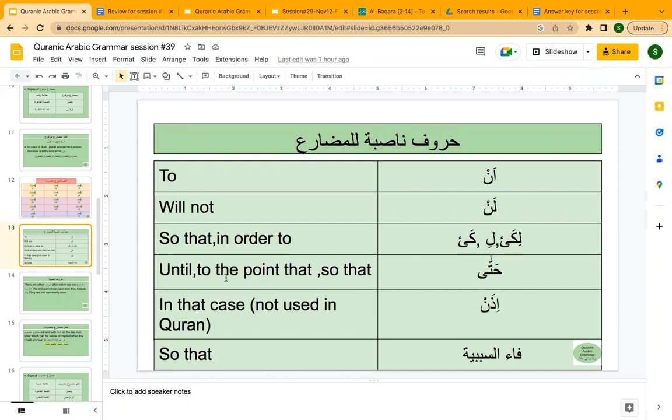Hatta, hatta means until, to the point that, so that. Okay, there are three meanings. You have to memorize all of them. And fa means so that as well.